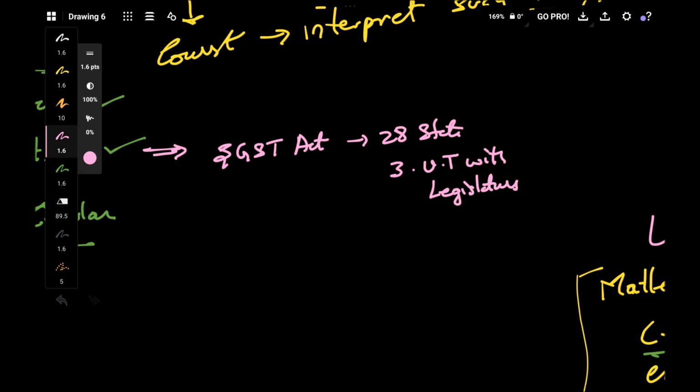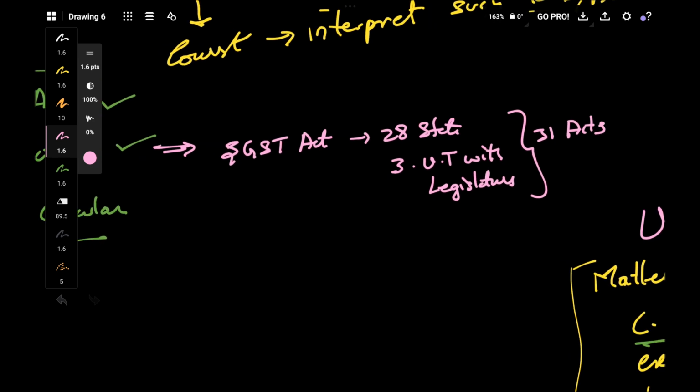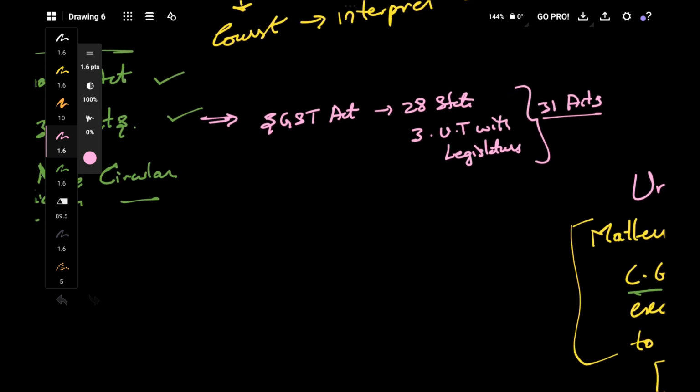Even though these are union territories, they'll be considered as states for GST purposes. So a total of 31 acts are done here itself. Each state or union territory with a state legislature will have a separate SGST Act. Cool, only 4 left right now. So what are the other 4 acts?